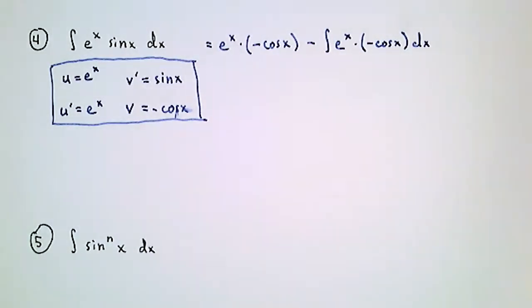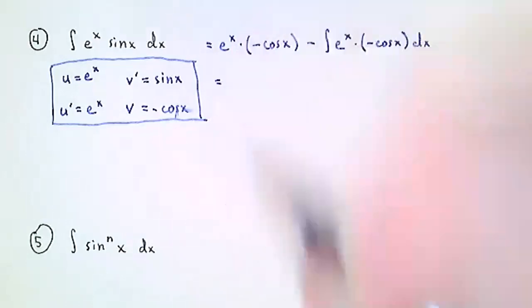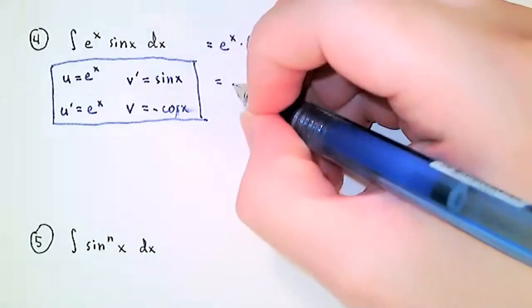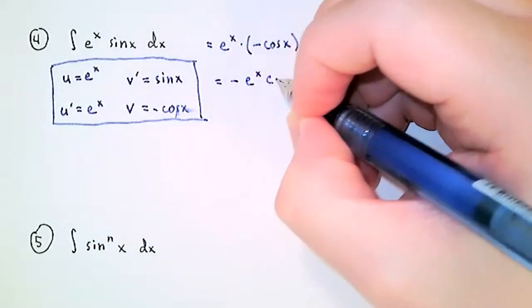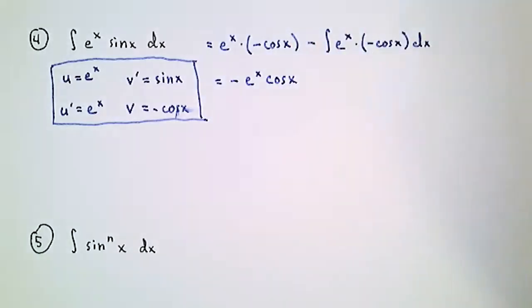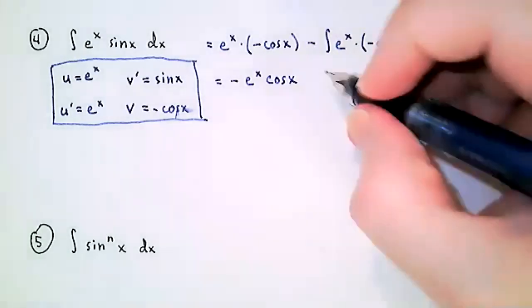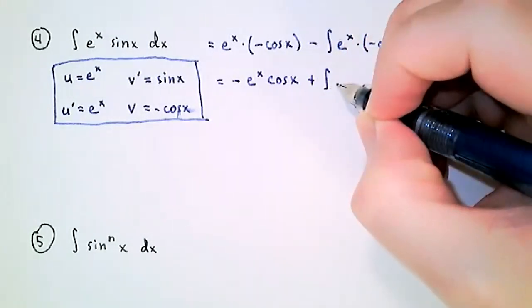And let's just make this look a little nicer by putting the minus signs where they would normally go. So we'll pull that one to the front. Minus e to the x cosine x. And then over here we have two minus signs. So we'll have a plus sign in front of our new integral.